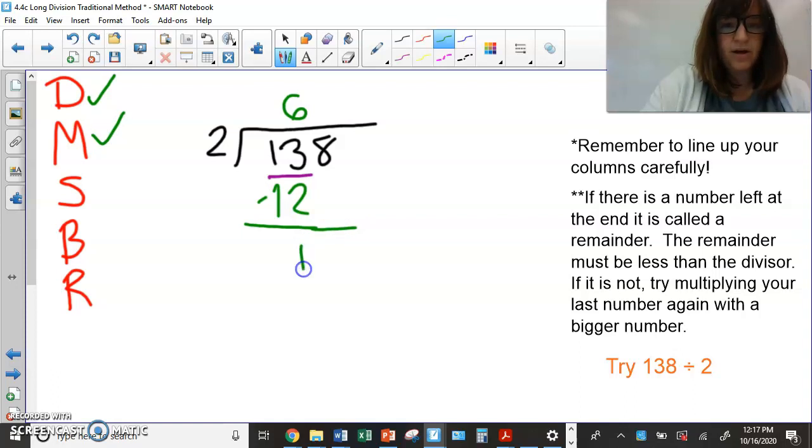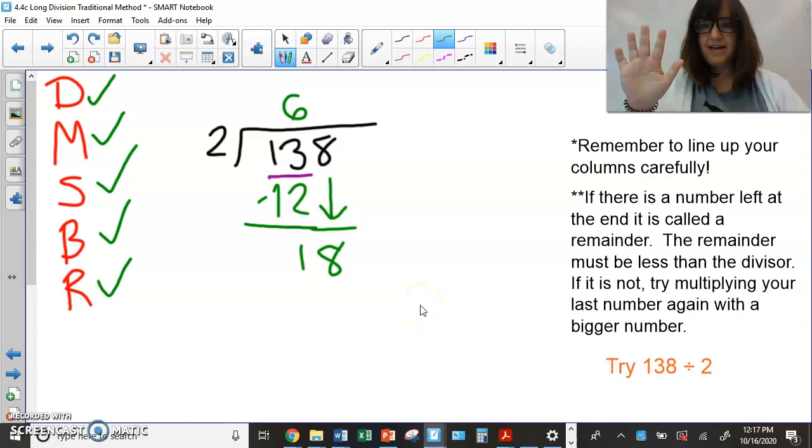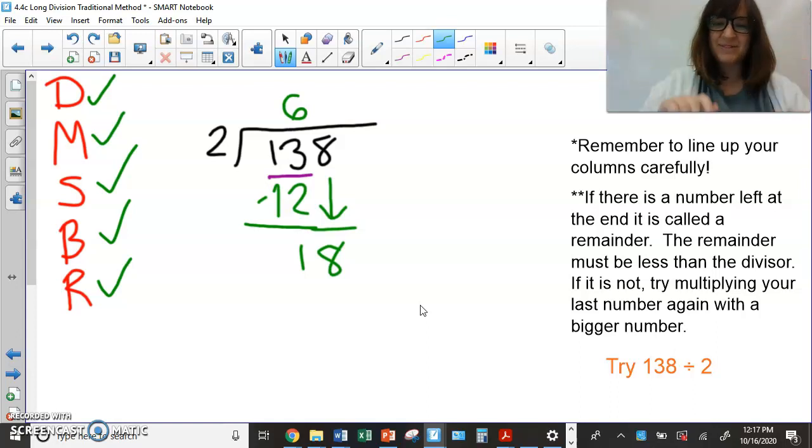So I have 1 left over, and I'm going to bring down my number 8. So now I'm going to repeat the whole process again. I'm going to divide 18 divided by 2. 2, 4, 6, 8, 10, 12, 14, 16, 18. Look at that. It goes into it exactly 9 times.